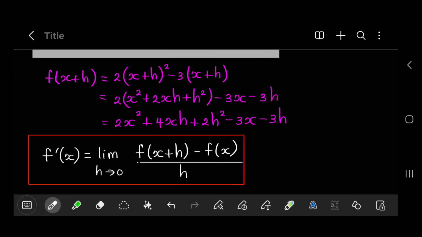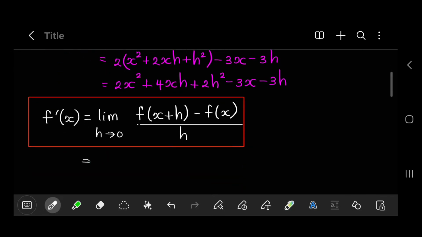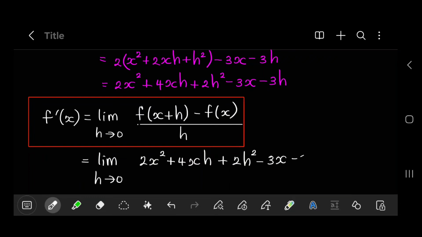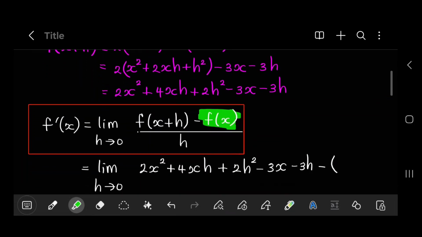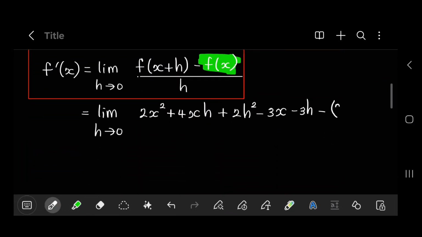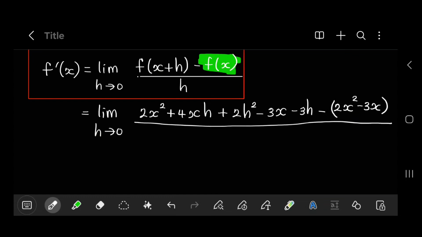Okay, so we are now ready to substitute into this formula. So we have the limit as h approaches 0. For f of x plus h, it is all the terms that we have from above. Minus. Now f of x, here. Remember, that is what's given to you. That's our given equation. We had 2x squared minus 3x, all over h.